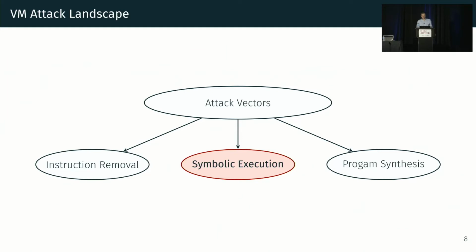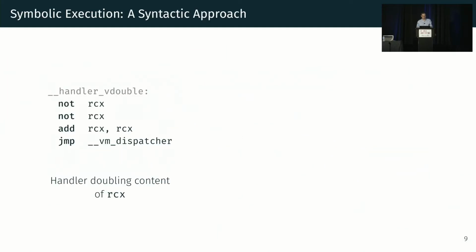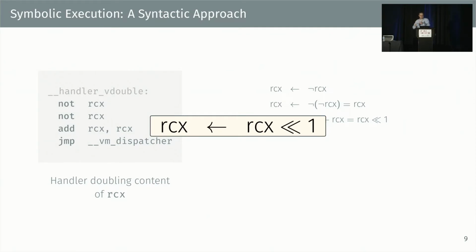The next tool in the attacker's arsenal is symbolic execution. So when symbolically executing the handler we have here, we walk it down and we negate the symbolic register RCX. We negate it again. And our symbolic execution engine has a simplification rule: negating twice yields the original result. So we know here it's still RCX. Then we add RCX to itself, and we might have another simplification rule that tells us this is a left shift by 1. With that, we can symbolically summarize what the handler is actually doing.